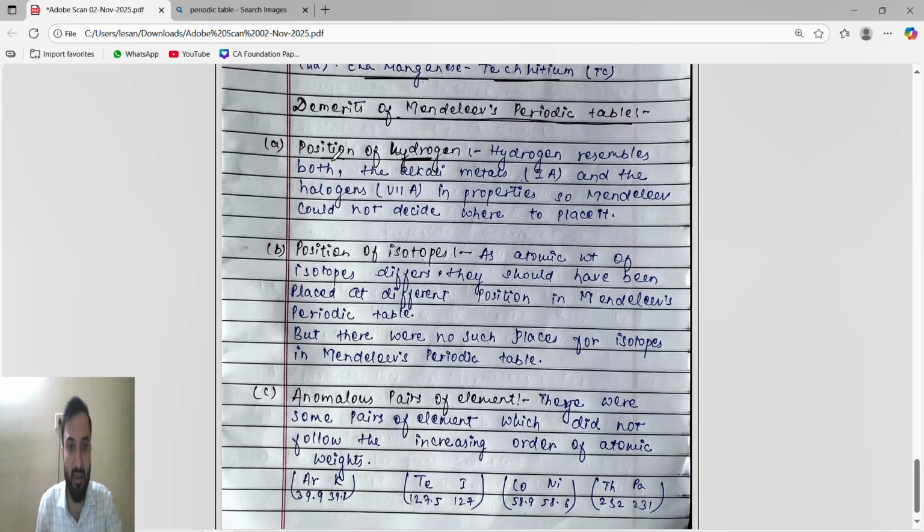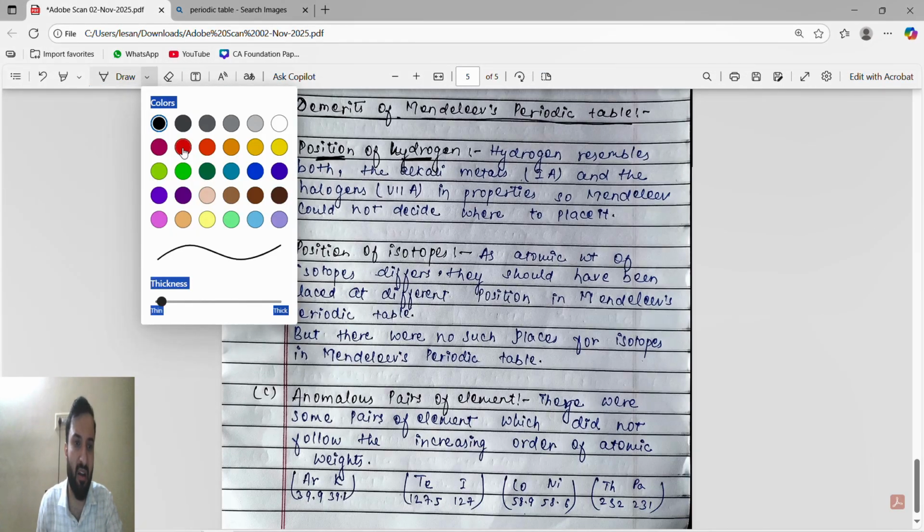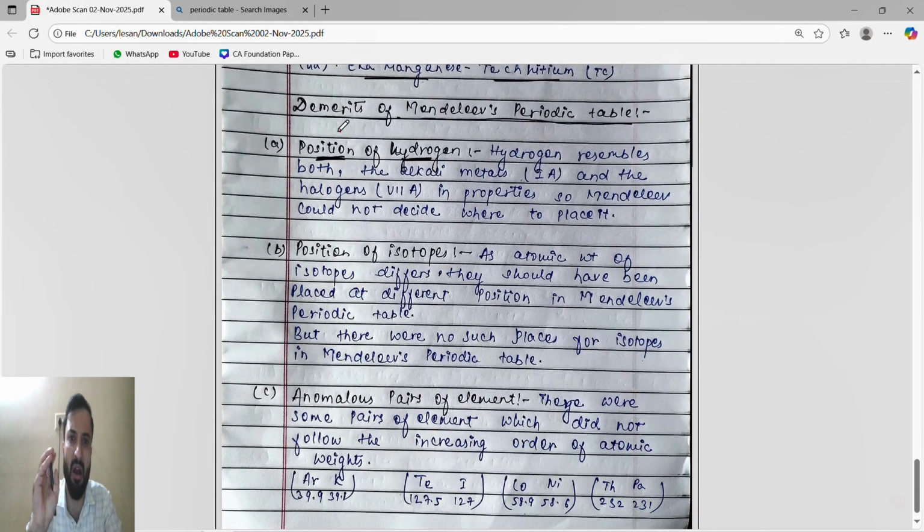Position of hydrogen. भैया पोजीशन ऑफ हाइड्रोजन बड़ा दिमाग खराब करता था। Position of hydrogen means hydrogen resembles both alkali metals and halogens in properties, so Mendeleev could not decide where to place it. Hydrogen sometimes shows the properties of an alkali metal, sometimes of a halogen. Alkali metals are in the first group, halogens in the 17th group. तो भैया दिमाग खराब हो गया था मेंडेलिव का। Mendeleev could not decide where to place hydrogen.